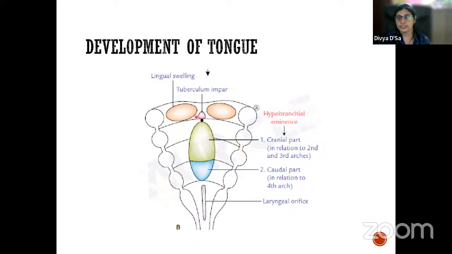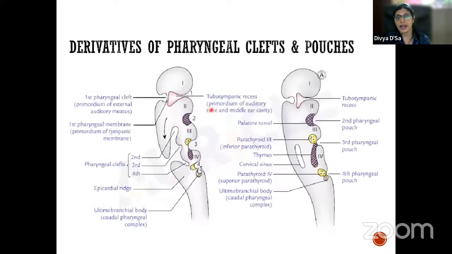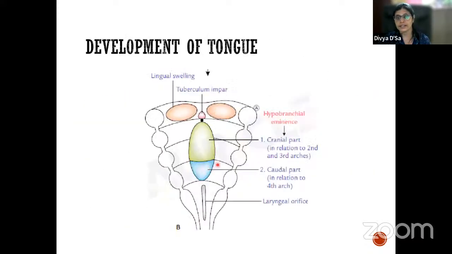So these three swellings fuse to form the anterior 2/3 of the tongue, whereas this will form the posterior 1/3 of the tongue. So this we will do in the next class, just to know that this is where it forms. I've shown it here.